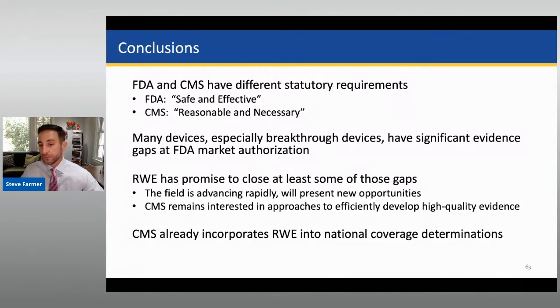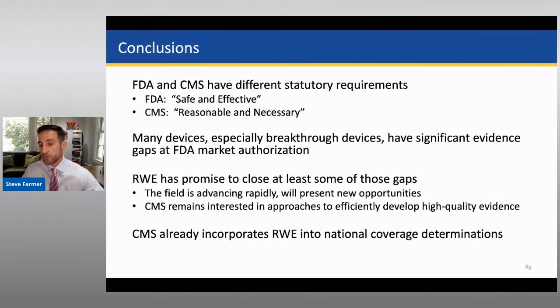Because of these differences, many devices have significant evidence gaps relative to CMS's reasonable and necessary criteria at the time of FDA market authorization. For example, many studies rely on intermediate outcomes, lack sufficient enrollment of Medicare beneficiaries, and study patients over a relatively short time frame.